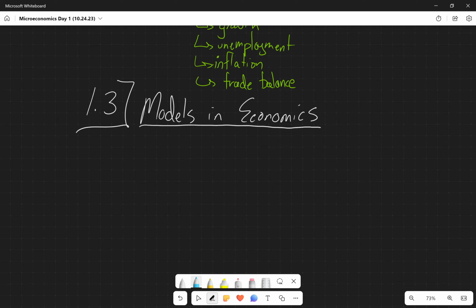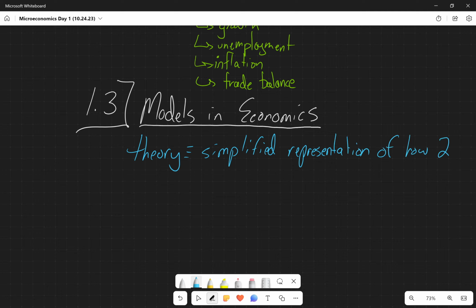So a theory in economics is defined as a simplified representation of how two or more variables interact with each other. I guess two or more would be 1 plus? I don't know. Two or more.